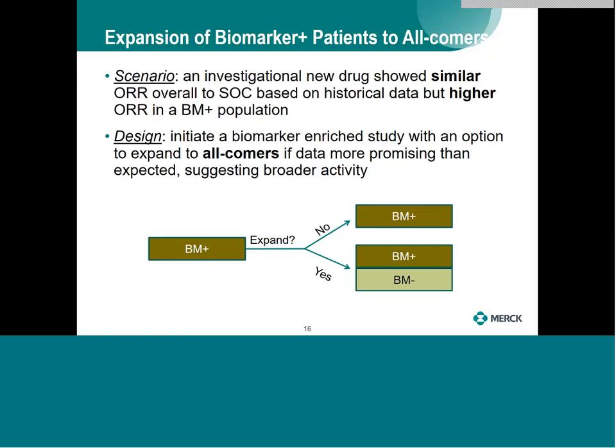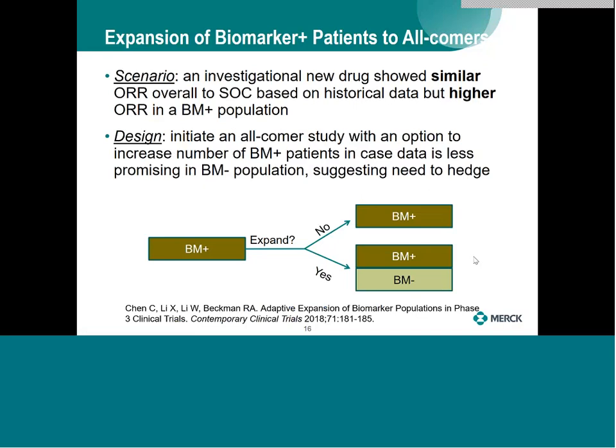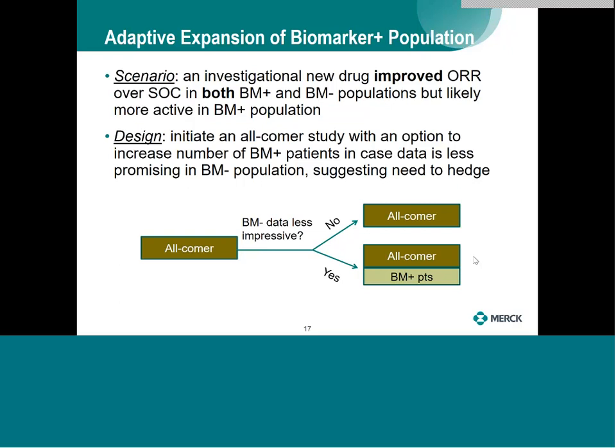And to make the all-comer population a bona fide population, the previous patients that you used for decision making shouldn't be included in the analysis of the all-comer population, which has to be based upon all those that are enrolled later. But in that case, you still can include the biomarker positive patients in the biomarker positive analysis. And it turns out that this kind of design is valid, and the publication is in last year's Contemporary Clinical Trials.